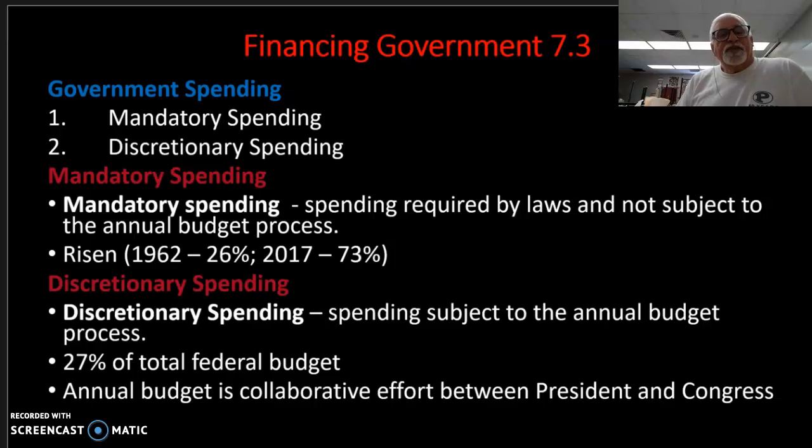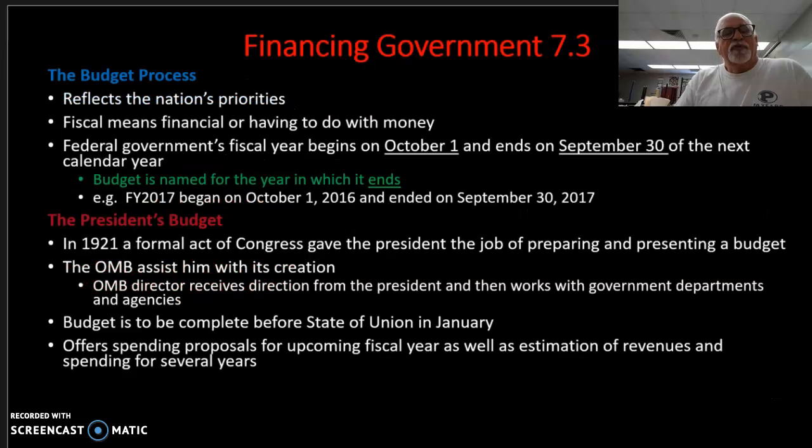Discretionary spending is spending that is subject to the annual budget process, and it is about 27% of the total federal budget. And this is a collaborative effort between the President and the Congress. They work together on the budget. The budget process, you want to know this, reflects the nation's priorities. Fiscal means financial or having to do with money. Let's get fiscal. Not physical, but fiscal, dealing with money.